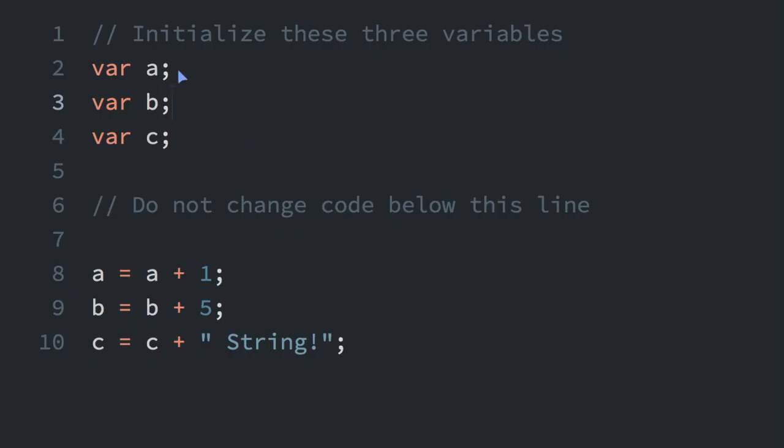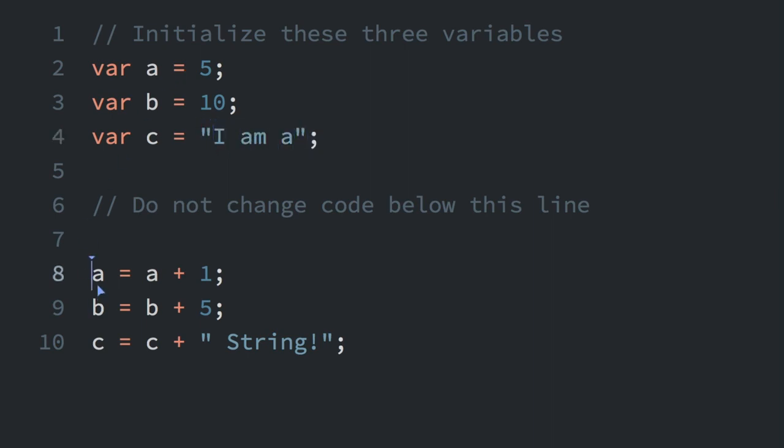Before we do anything to these variables, they are uninitialized. That means their value is undefined. We have not set them to anything. But it's simple to fix that. I'll just set this to 5. I'll set B to 10. And then we can set C to a string. It's going to be "I am a string." We always have to put in quotation marks like that.